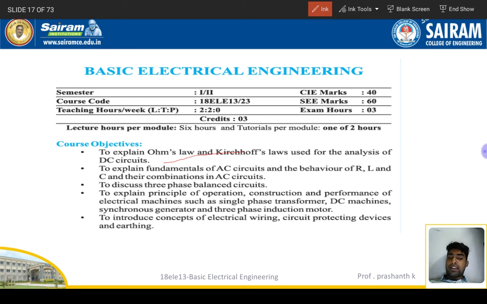To discuss three-phase balanced circuits. In this we are going to discuss star connection, delta connection, star to delta conversion, and the two-wattmeter method, and active power, reactive power, and apparent power also we are going to discuss.